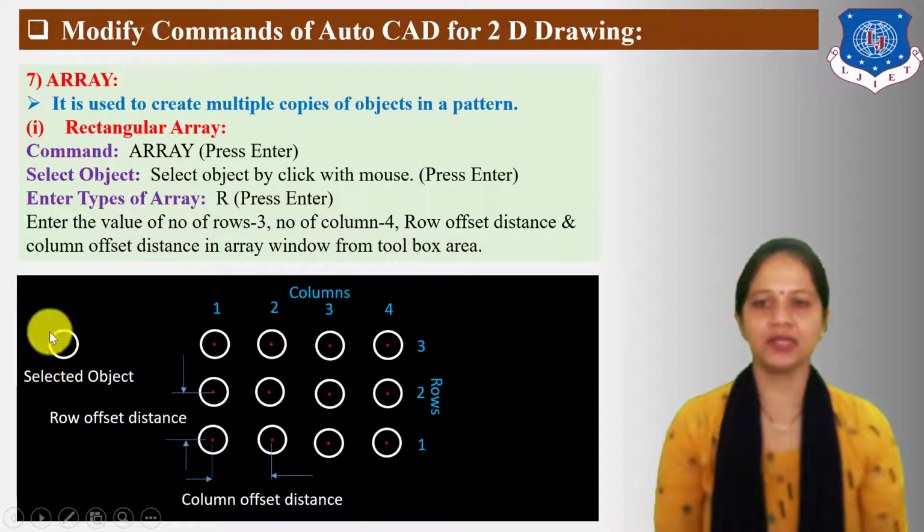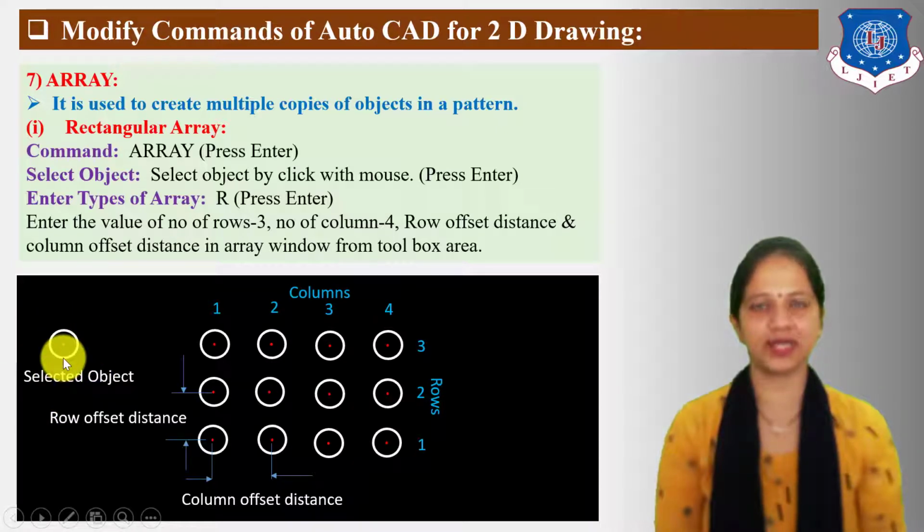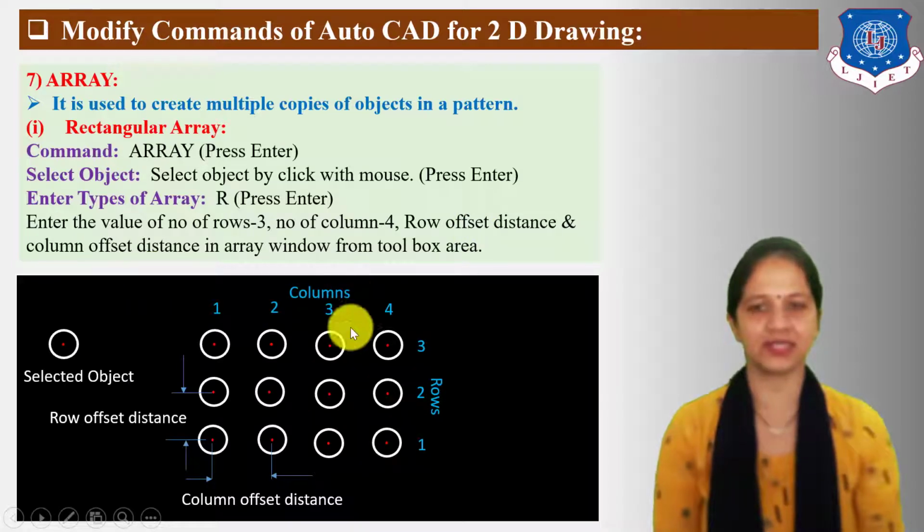Here you can see this indicates the existing or selected object, which is a circle. After applying the rectangular array command, the copies of this circle are arranged in a pattern as per the taken values of number of rows, columns, row offset distance and column offset distance. Here I have taken 4 columns and 3 rows. So the copies of the selected object are arranged in 4 columns and 3 rows.